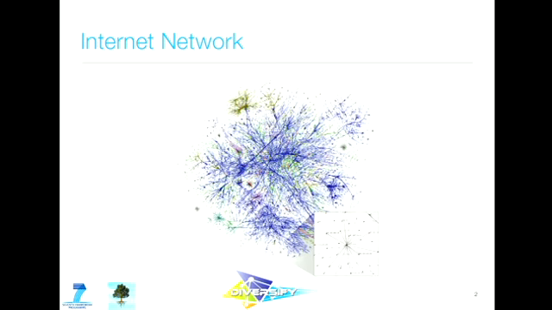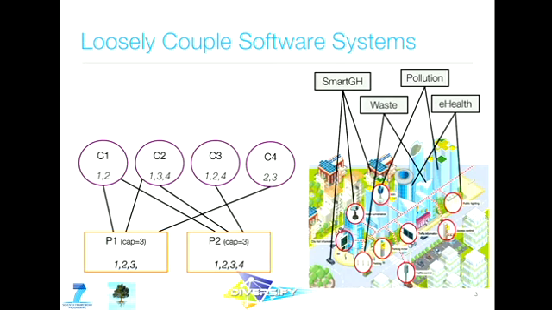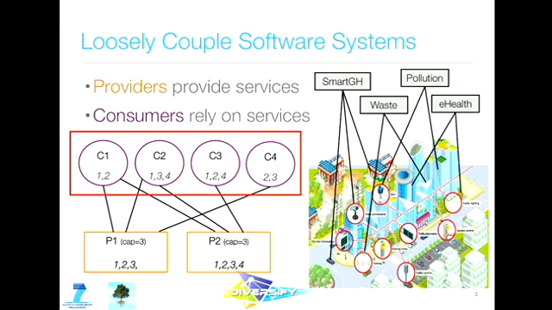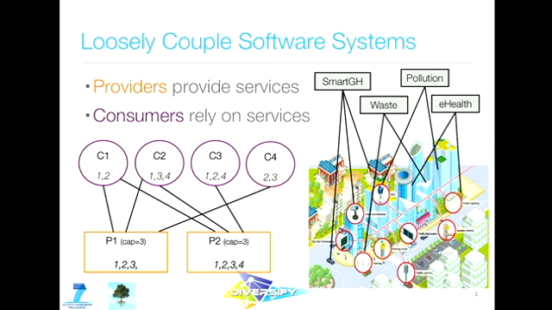of this network. Software systems currently are built as loosely coupled software systems. Basically, providers provide services, and consumers rely on these services. Links and entities come and go. To the right is an example of a software system. Basically, you have all these entities that are joined in different configurations.